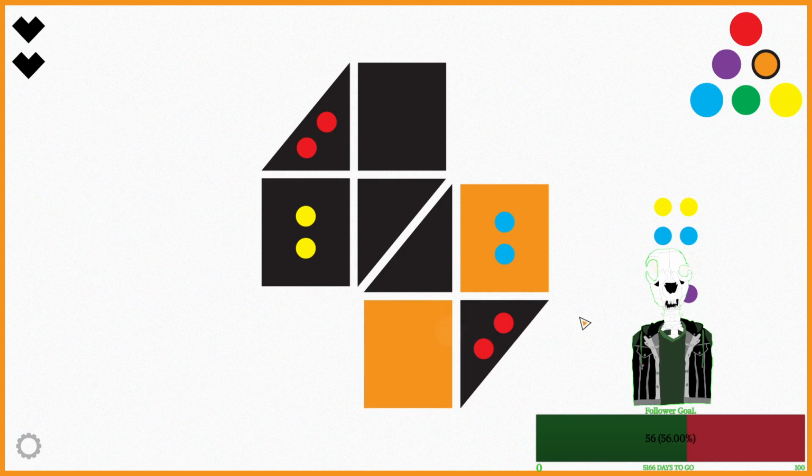Which I guess means we just take what we already know. If these two are orange, it means these two have to be. And we cheat.